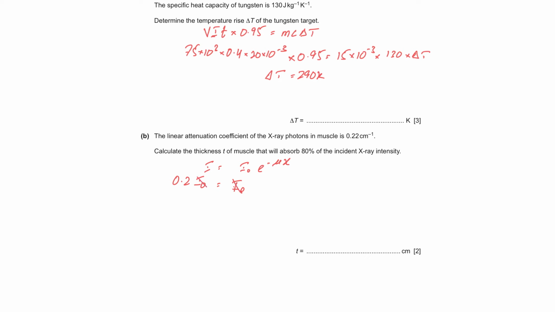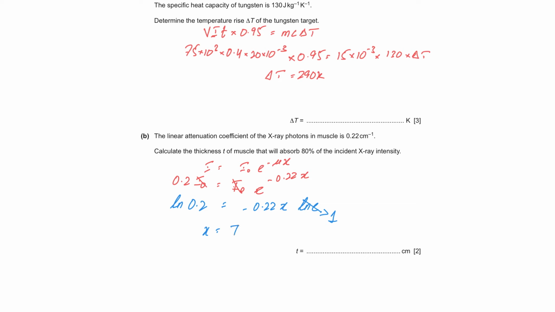The I naughts cancel out. 0.2 is equal to e to the power minus mu, which is 0.22, times x, which is our unknown. Taking ln on both sides of the equation, ln 0.2 is equal to minus 0.22 x times ln e, which is equal to 1, so it's not needed here. We'll make x the subject of our equation.